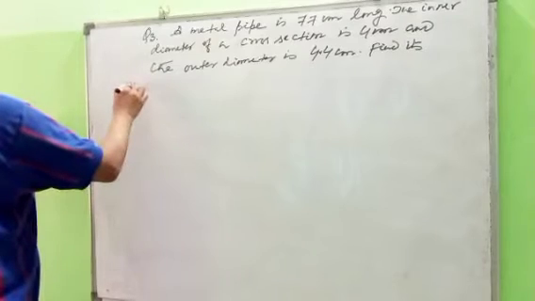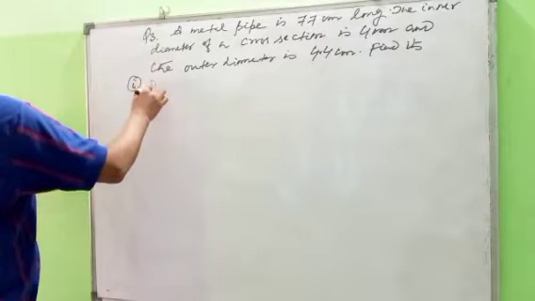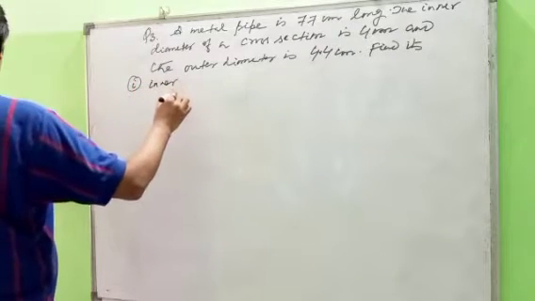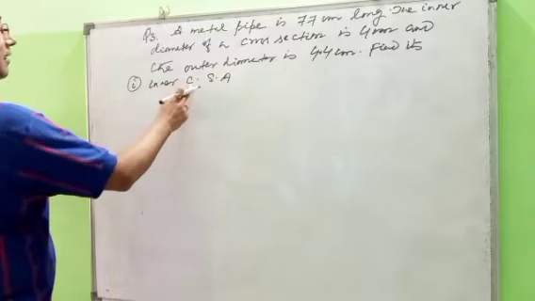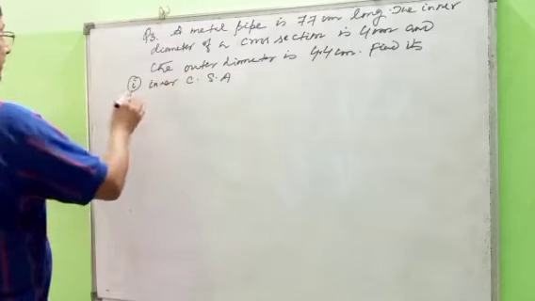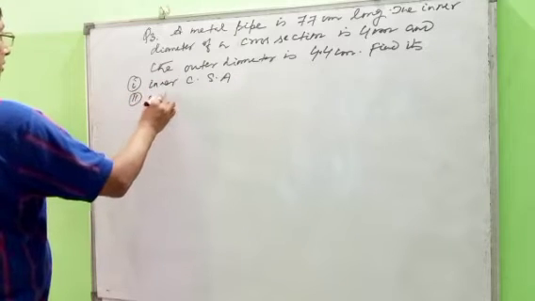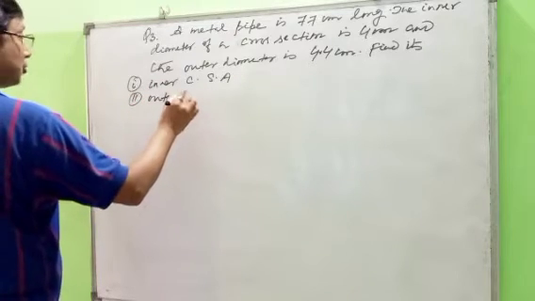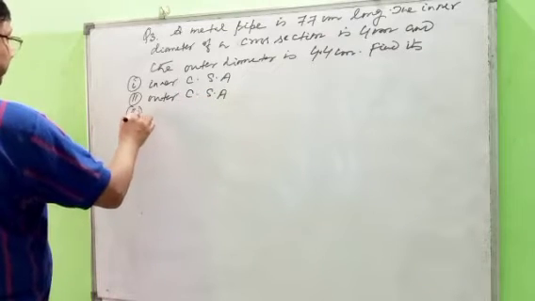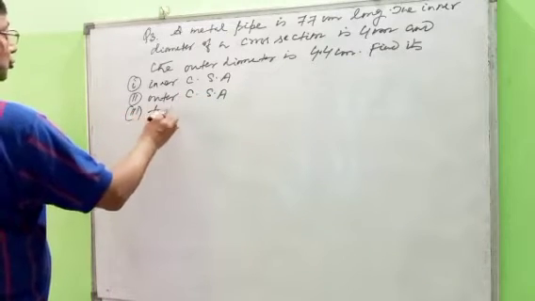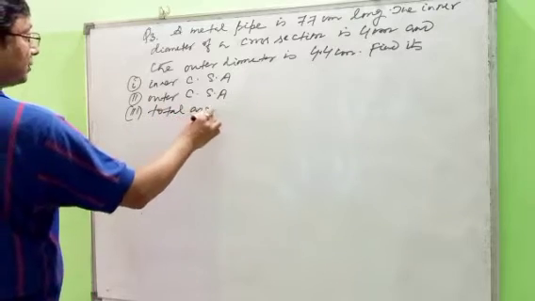its number 1, inner curved surface area. Number 2, the outer curved surface area. And number 3, the total area.